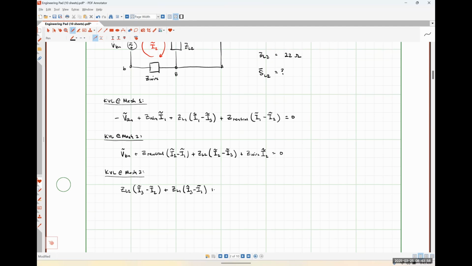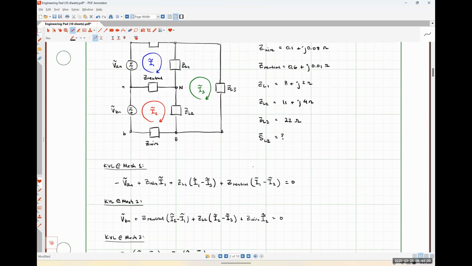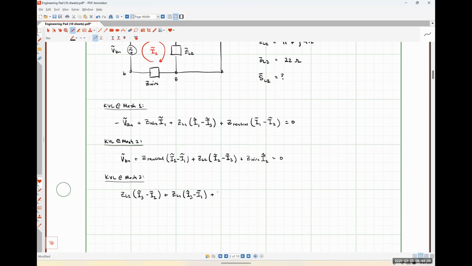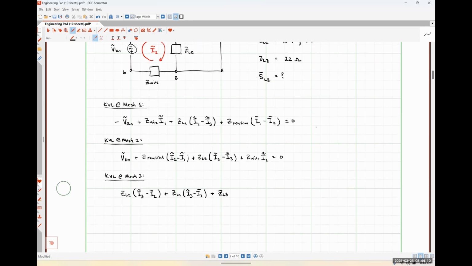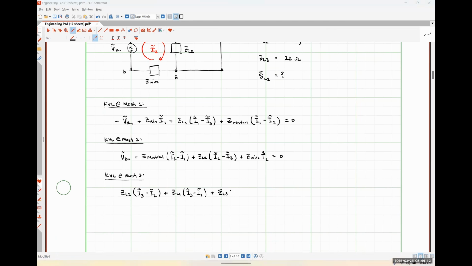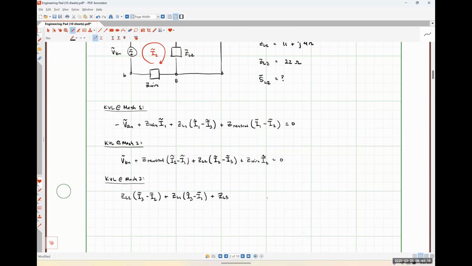And then lastly, we're going to have what? ZL3. And what's the current flowing through that guy? I3. Great job. That is equal to 0.